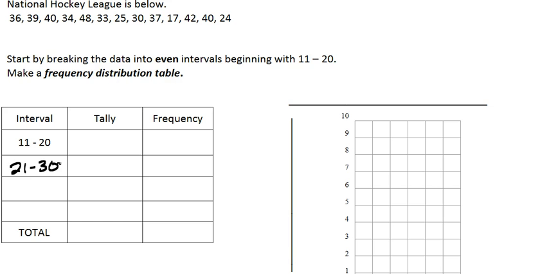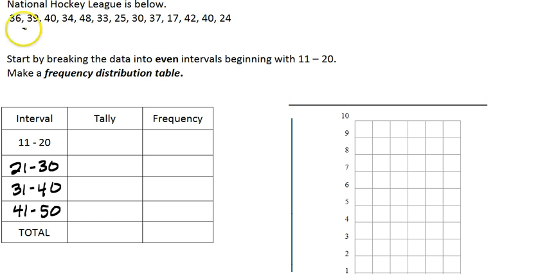I specifically this time want our data to go from 11 to 20 and then so on. So I'll go from 21 to 30, 31 to 40, 41 through 50. And for what we're doing in this class, I'll usually just tell you what interval to use. And now here's what's going to happen.